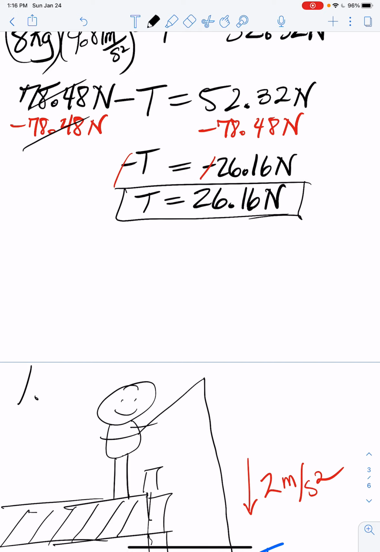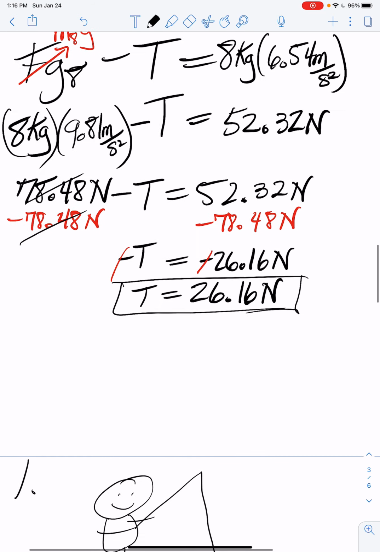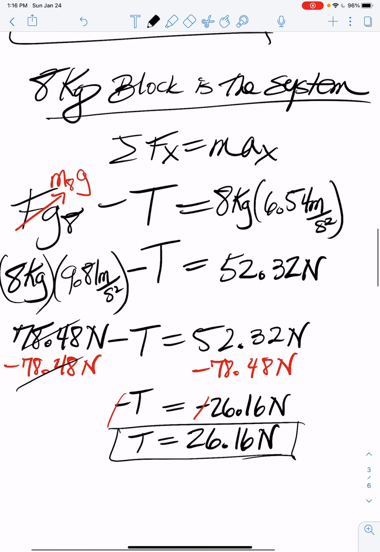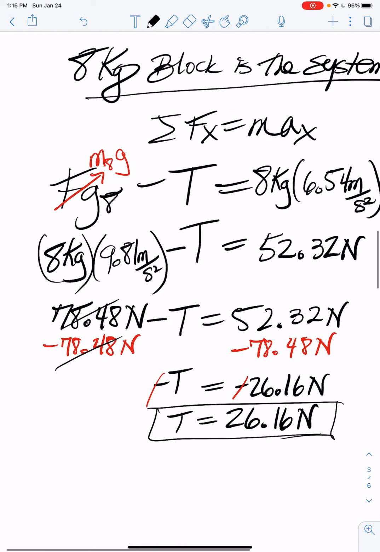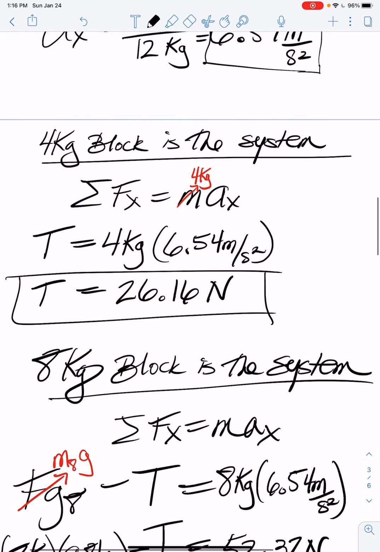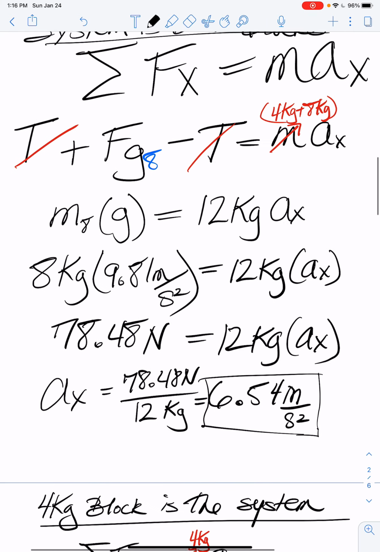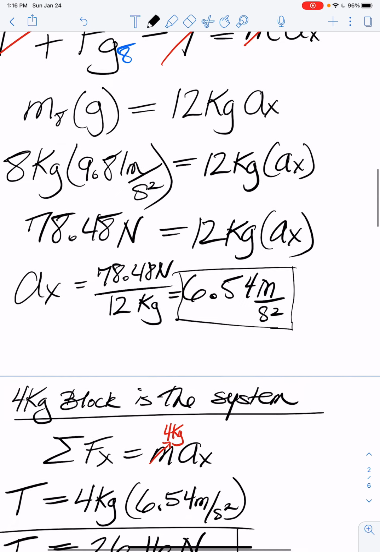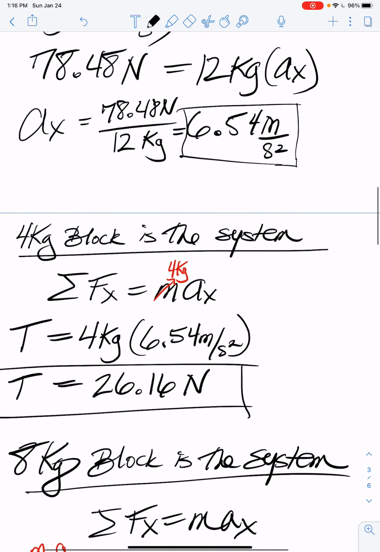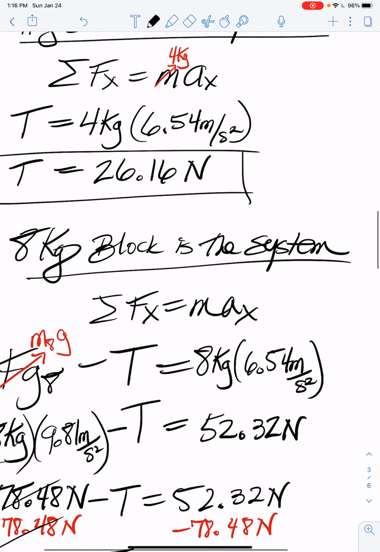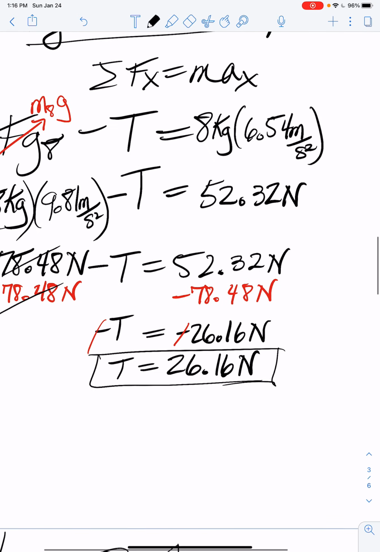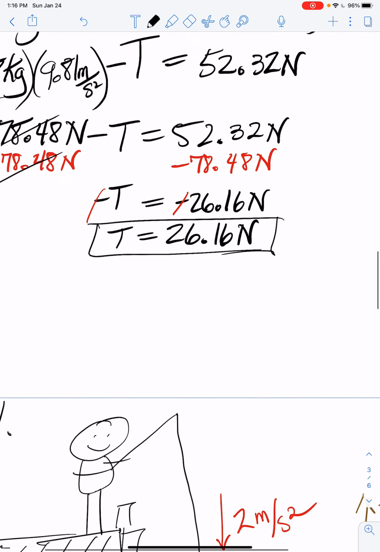All right, so we just proved that had we picked the 8 kilogram block, we'd still get the same answer as the 4 kilogram block. And then the net acceleration of either block or both blocks together is 6.54 meters per second squared off of the table, or in the positive x direction.